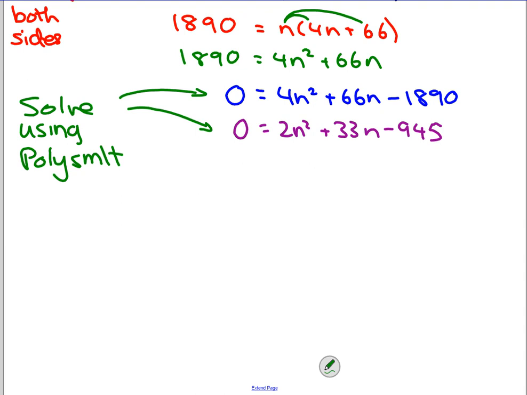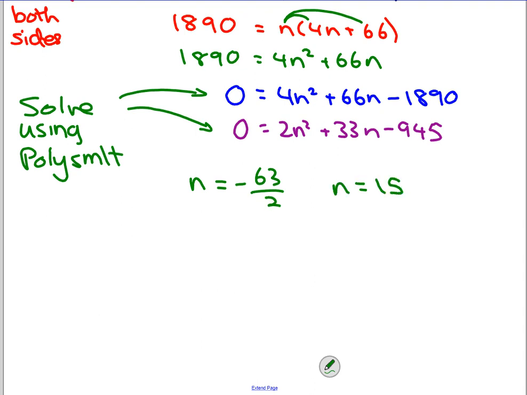People were meant to get around 15. What's that? 15 exactly? Yes. Okay. Did you get 2 answers? Yes. Yeah, what were the 2 answers? Negative 63 divided by 2. Yep. And 15. So write both answers and then decide which one you reject.